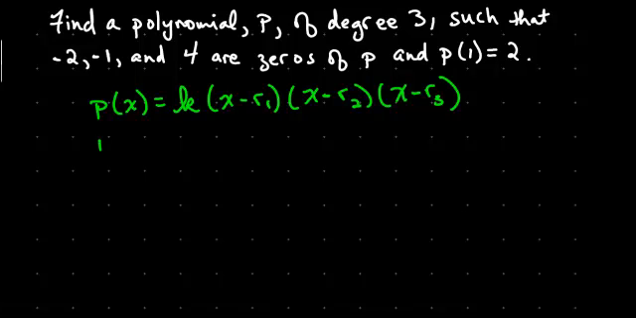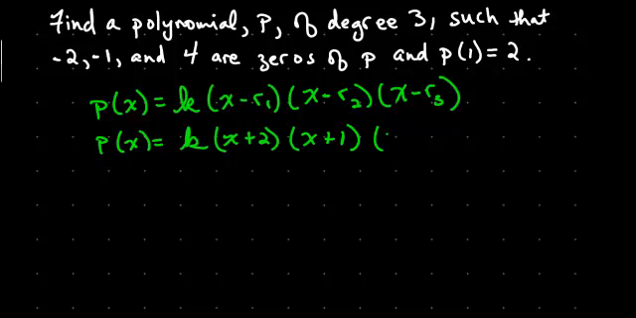So we get that p of x equals k times x minus r1, which is going to be x plus 2. x minus r2 will be x plus 1. And x minus r3 is going to be x minus 4. Okay? So now what's left is we have to figure out what k is. So I want to figure out k, so we use the fact that p of 1 equals 2.